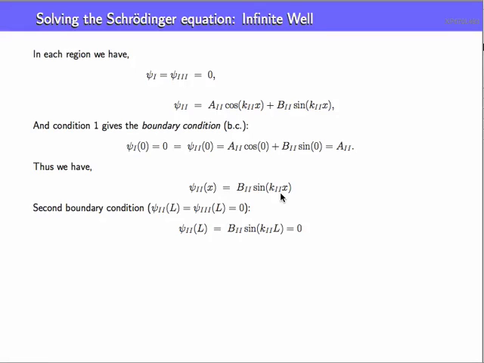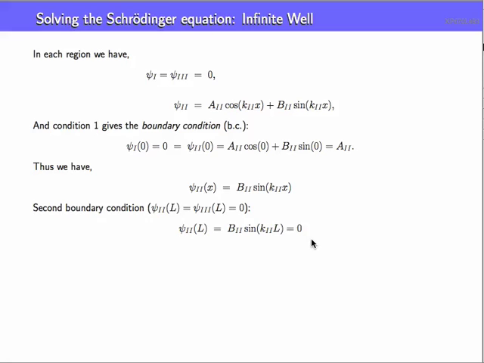Now we go to the second boundary at x equal to L. This just says that psi 2 of L is equal to psi 3 of L at that boundary, and it's equal to 0 because psi 3 is 0 all over the place. So we have this condition that B2 sine K2L is equal to 0.